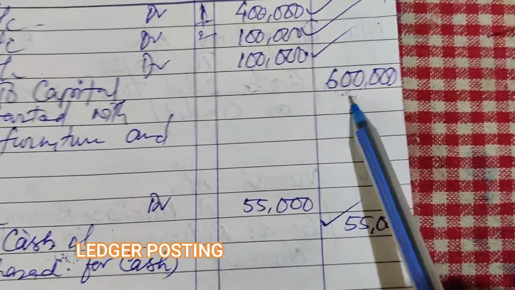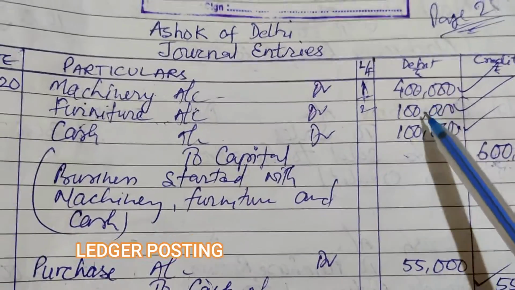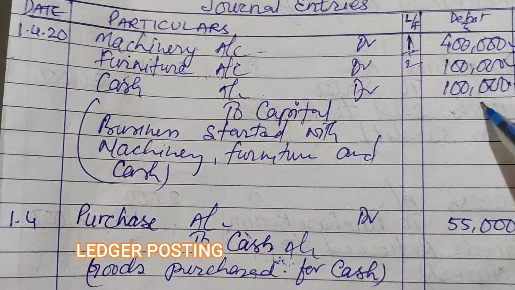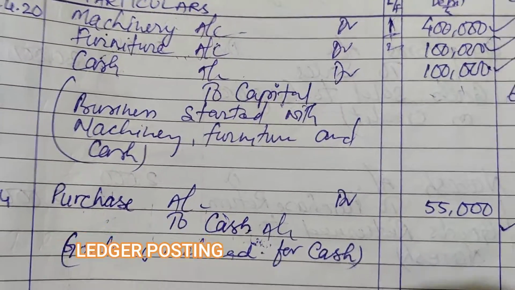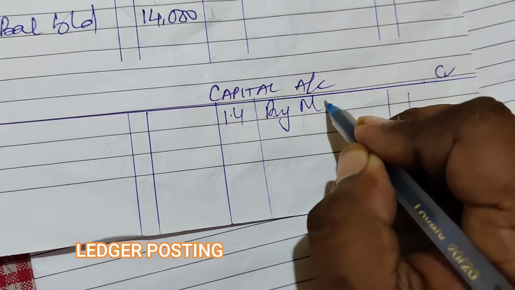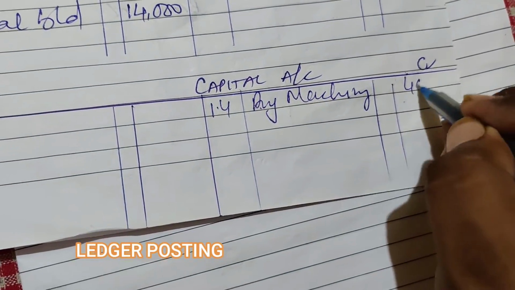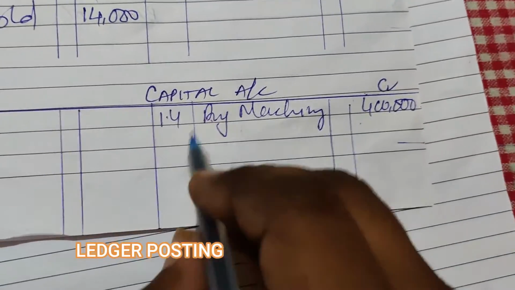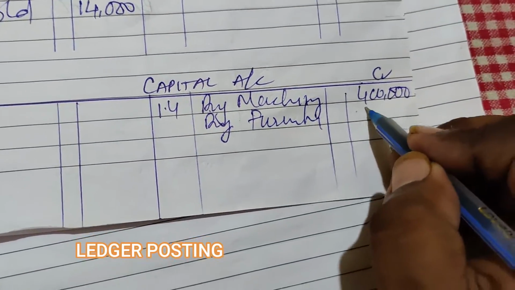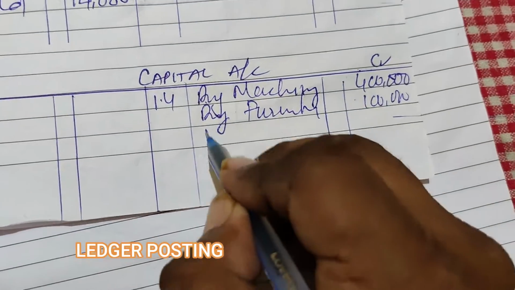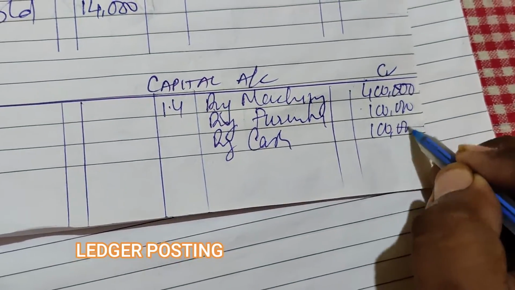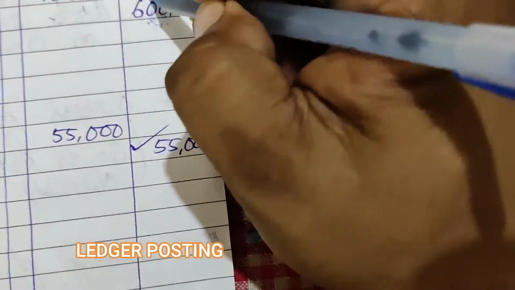But what is the capital? There are 3 types of capital here. Machinery is capital, furniture is capital, cash is capital: machinery 4 lakh, furniture 1 lakh, cash 1 lakh. This comprises the capital. On which date? 1st April. By machinery 4 lakh. Next, by furniture 1 lakh. And by cash 1 lakh. Okay, so we have prepared the capital account as well.